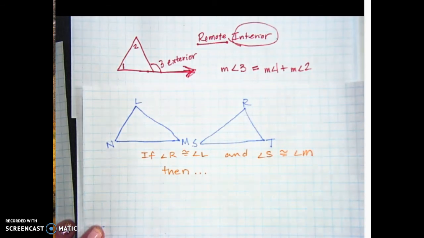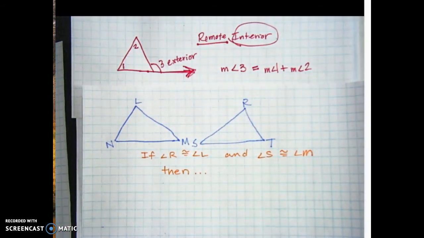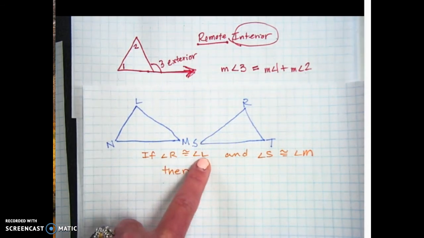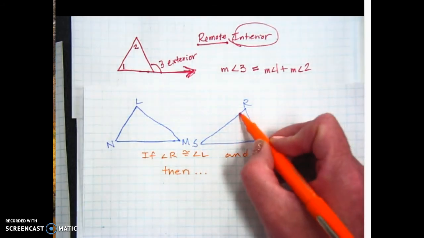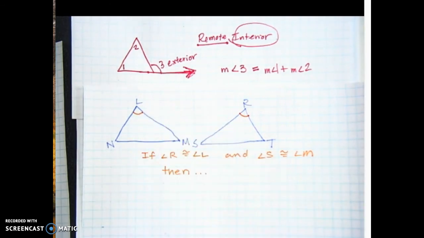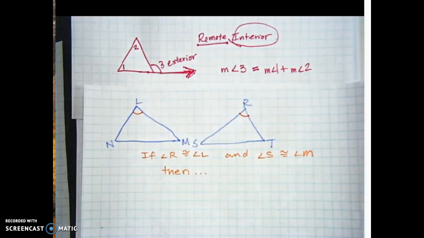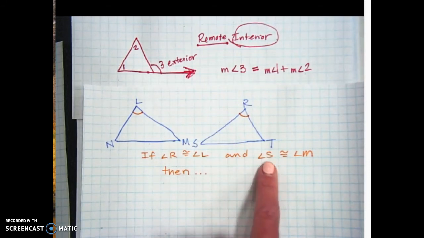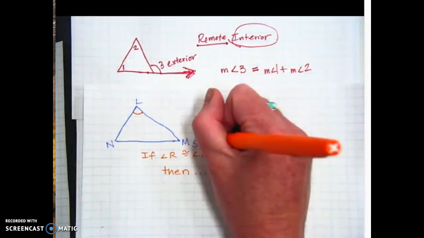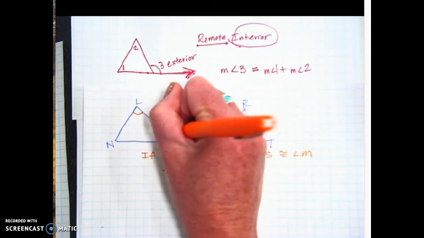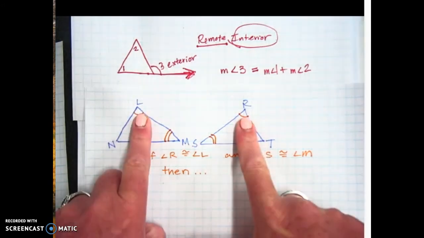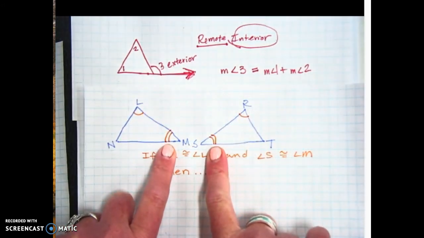Okay? So let's mark the information they gave us and see if we can figure out what that third thing is. So the first thing is R is congruent to L. So we're going to find R over here, and we're going to put a little arc, and then we're going to find L over here, and we're going to put a little arc. So those two angles are congruent to each other. Okay? And angle S is congruent to angle M. So here's S and here's M. So we're going to put a double arc. Okay? So these two angles are congruent, and these two angles are congruent.